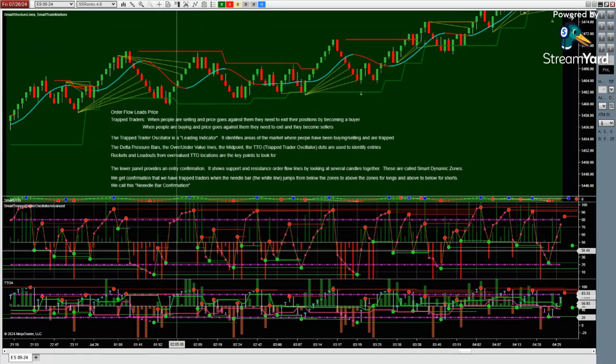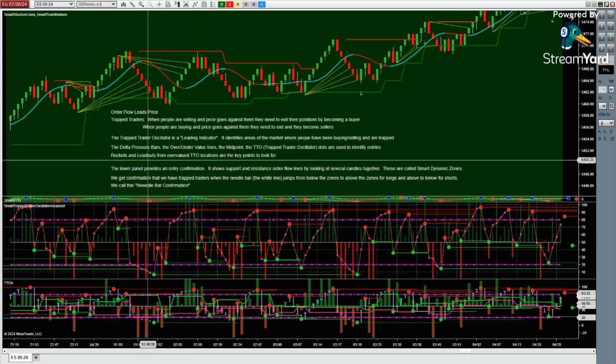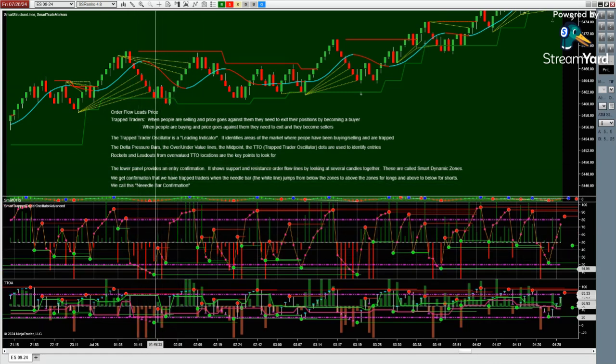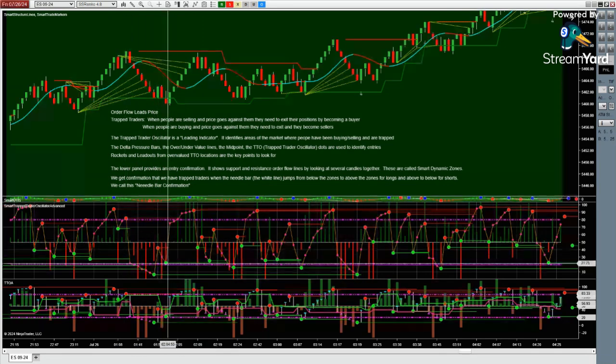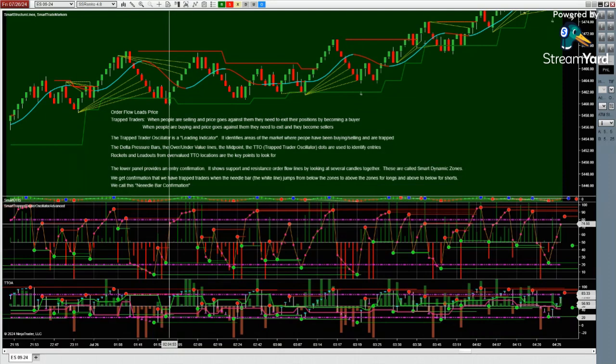And so we're looking for rockets, and then we're looking for this other tool called a lead out. A lead out is where we get these lines that go horizontally, okay? And when the TTO lines break them, that's usually the indication of the trap trader concept, okay? So the lead outs are a key thing for us to say, yep, this is something that we now want to sit up and take attention to.